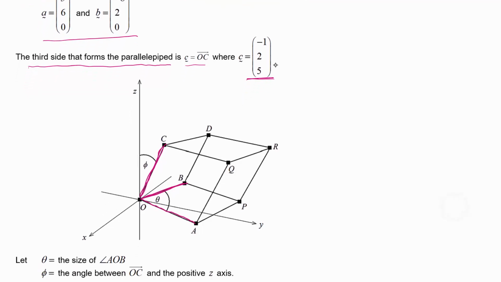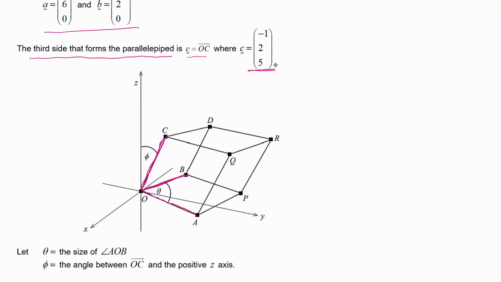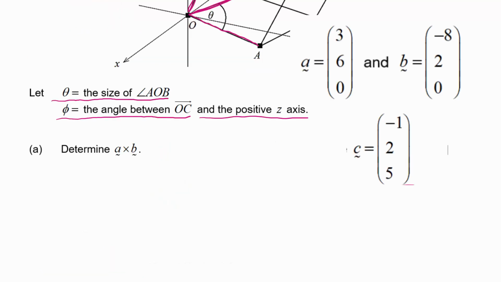On the diagram, we can also see theta is the angle AOB, and phi is the angle between OC and the positive Z axis. The first thing we're asked to do is determine A cross B. Now, there's various ways of doing this.